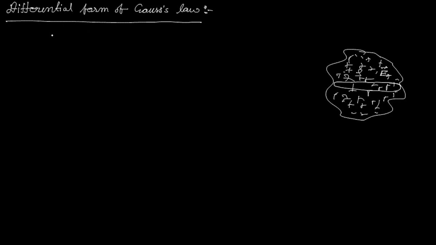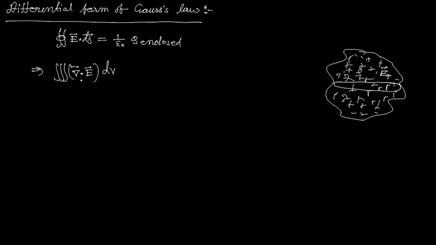So how can we do that? For that, let me write the integral form of Gauss law. We know the integral of E dot dS through a closed surface is equal to 1 by epsilon naught times Q enclosed. Now we can use the divergence theorem to convert this surface integral into a volume integral. First we take the divergence of the electric field, and then we take the volume integral of this divergence of E over the volume enclosed by this surface.